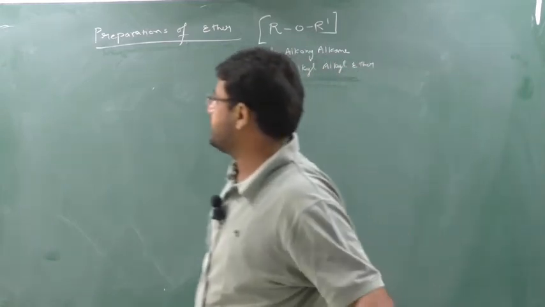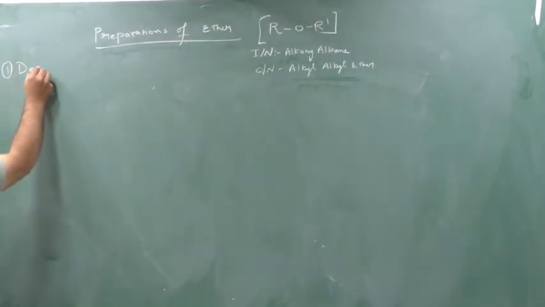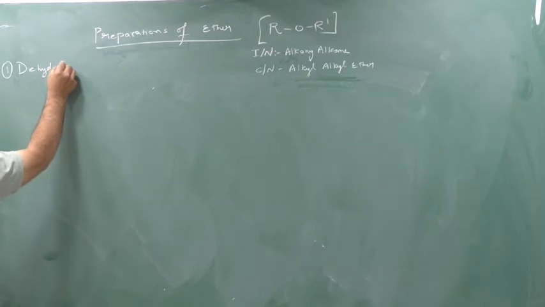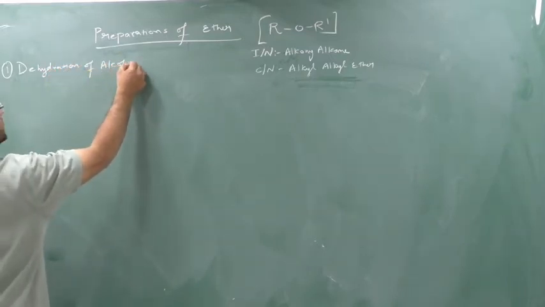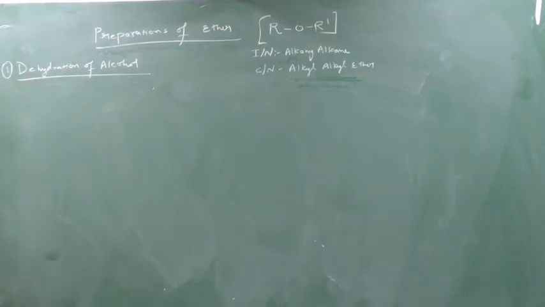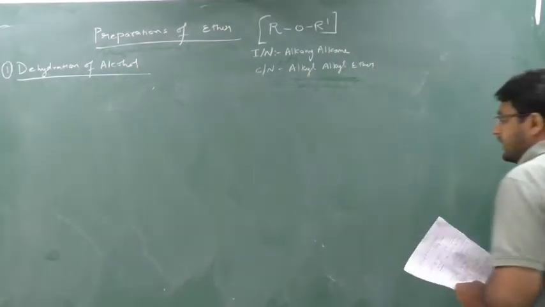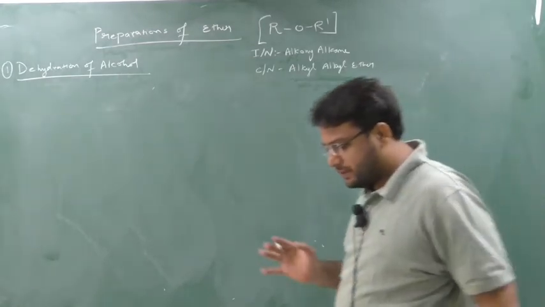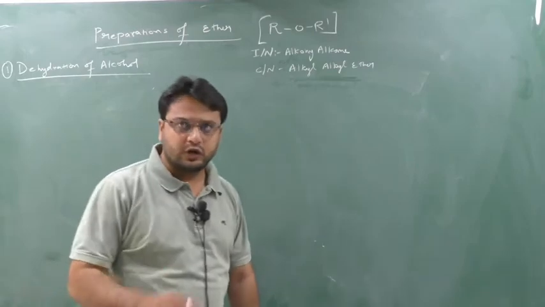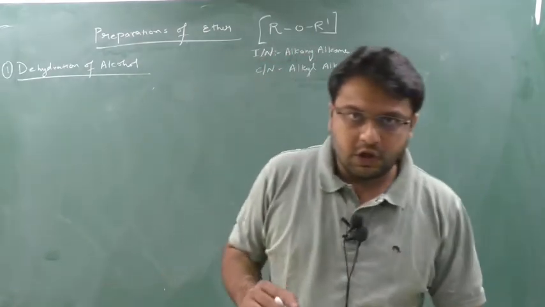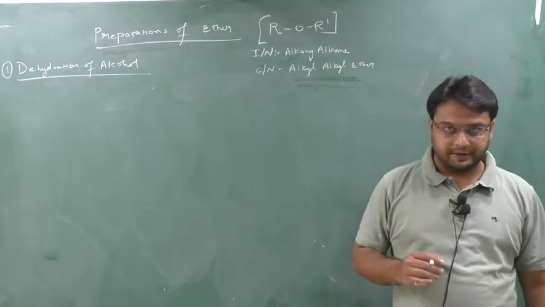So the first preparation I will go with is dehydration of alcohol. Write down, dehydration of alcohol. Now see here, in dehydration of alcohol, temperature is very important. We have studied in the previous section that whenever you are doing the dehydration of alcohol, you are generating an alkene. So when dehydration of alcohol takes place, an alkene is generated.